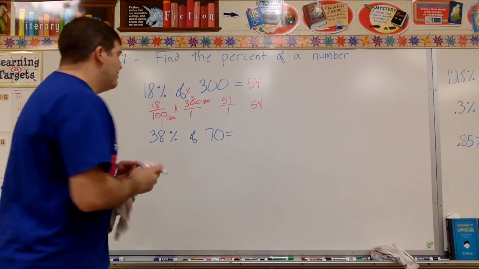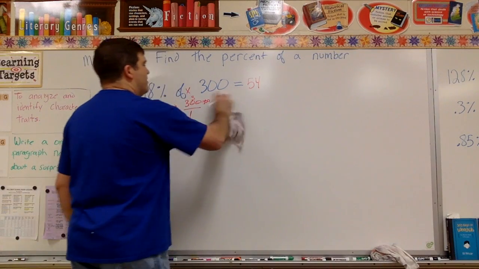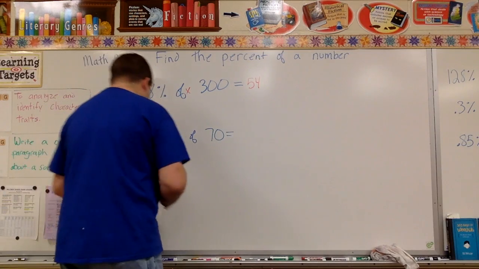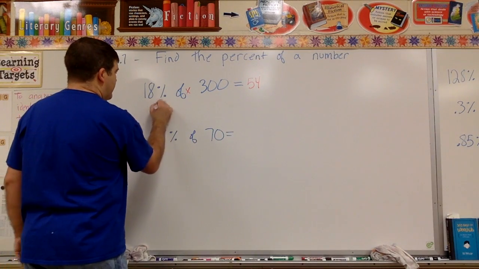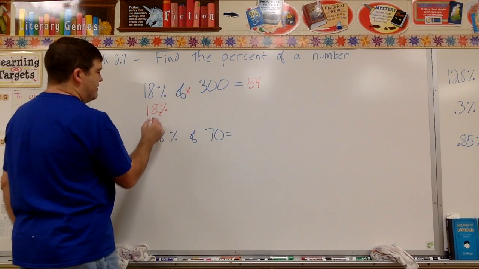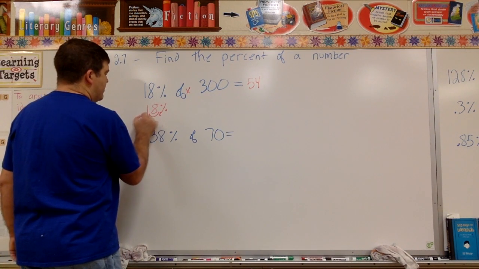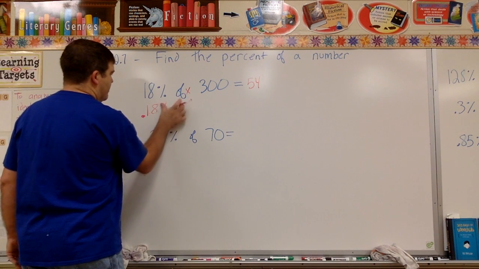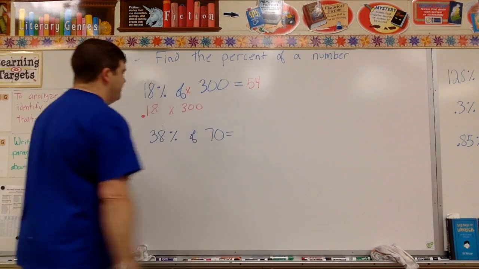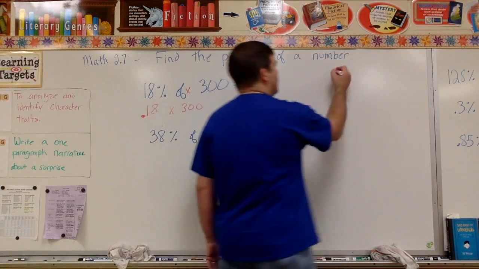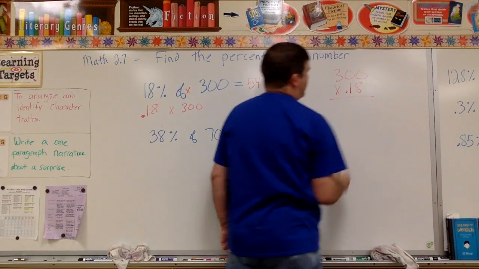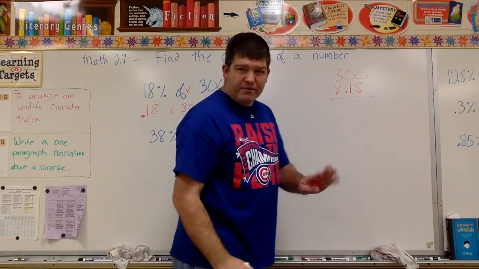The other way I could do this, instead of making it into a fraction, make it into a decimal. And the way to do that is I take 18%. I want to get rid of this, so I start where the decimal is, over 2, right there, 0.18 times 300. Then I come over here and I do 300 times 0.18. And we know how to do this. Don't worry about the decimal right now.